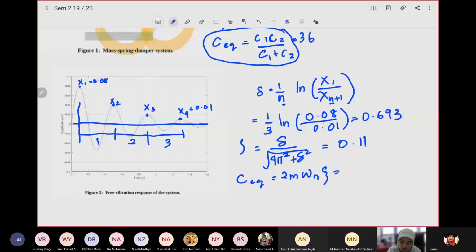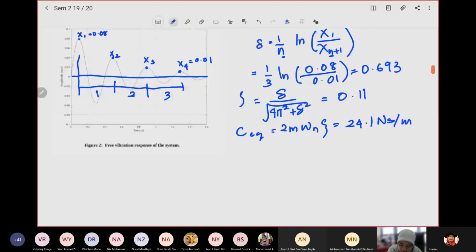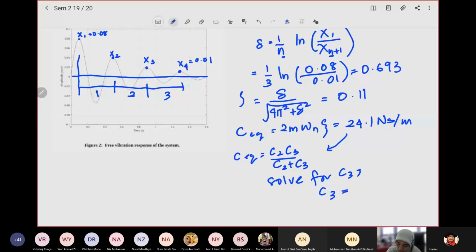And then you use this equation, but now with C3, and solve for C3. So your C equivalent is also equal to C2 plus C3. So no more C1. You just substitute because you already have your C2 value. Then you solve for C3, just rearrange the equation. Any questions so far?